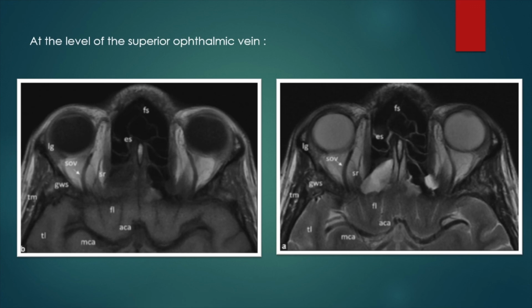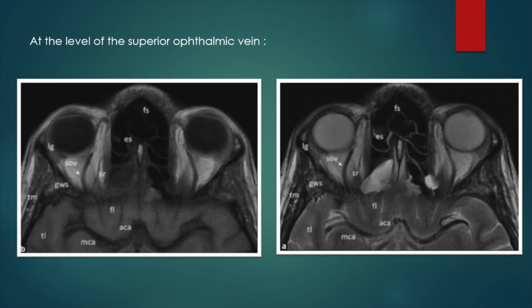So this is at the superior section. The flow void on T1 and T2 are dark. Yes, sir. So this is at the level of superior ophthalmic vein. Again, this is the T1 and T2 image.